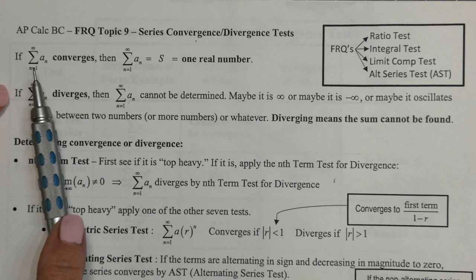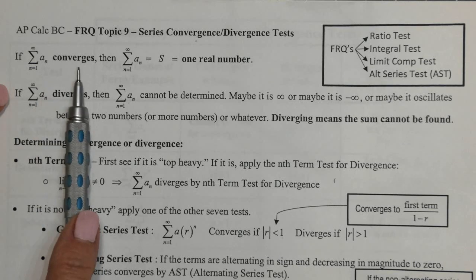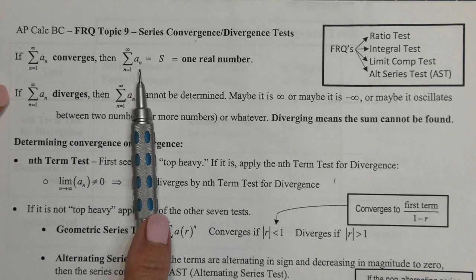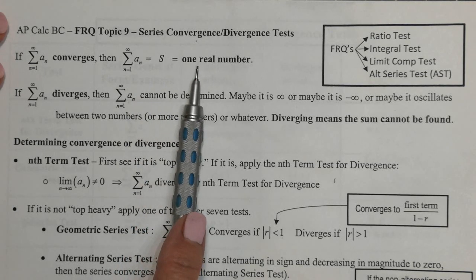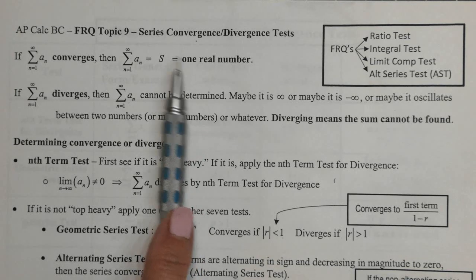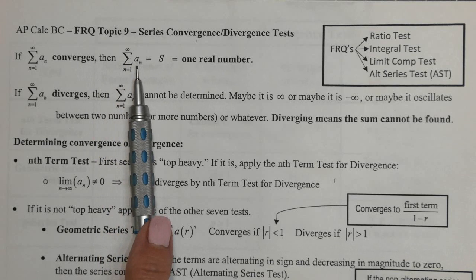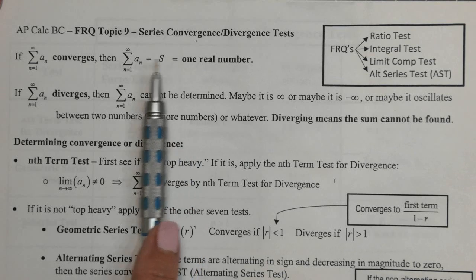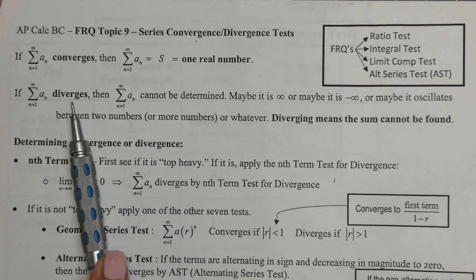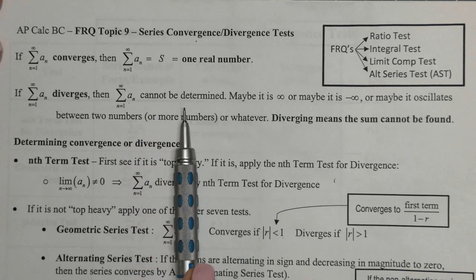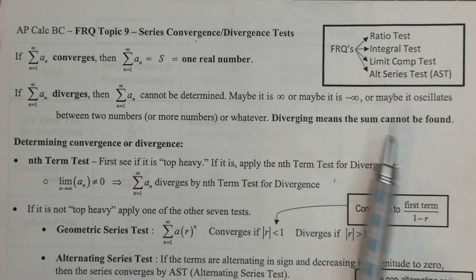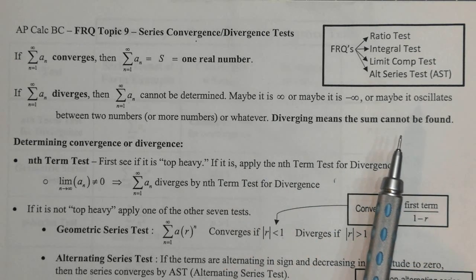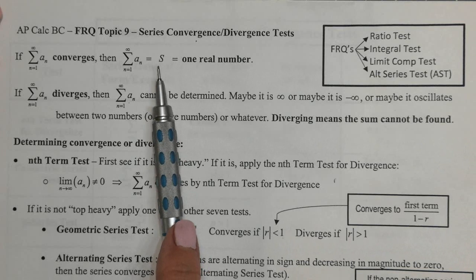First of all, what does it mean for a series to converge? A series converges when the sum, which is the meaning of a series, is one real number. That's what it means for a series to converge. The sum is one real number. If it's not, then the series diverges. Either it cannot be determined, maybe it's infinity, maybe it's negative infinity, maybe it oscillates between two or more numbers, whatever. Diverging means the sum is not one real number.